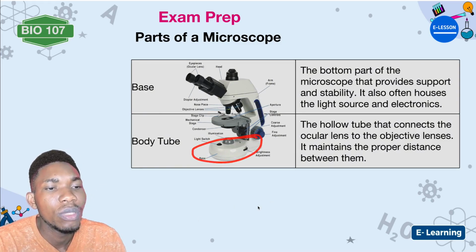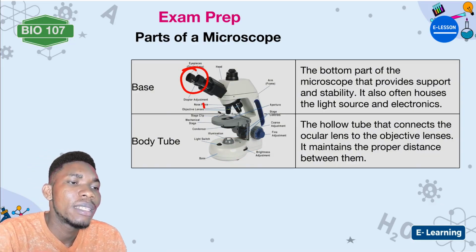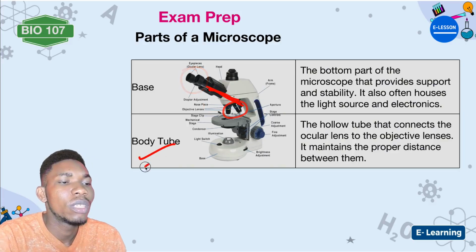Then the body tube, the hollow tube that connects the ocular lens to the objective lens. It maintains proper distance between them. Where's the ocular lens? This one. Objective lens, this one. There's a tube in between that connects them. It's called the body tube.